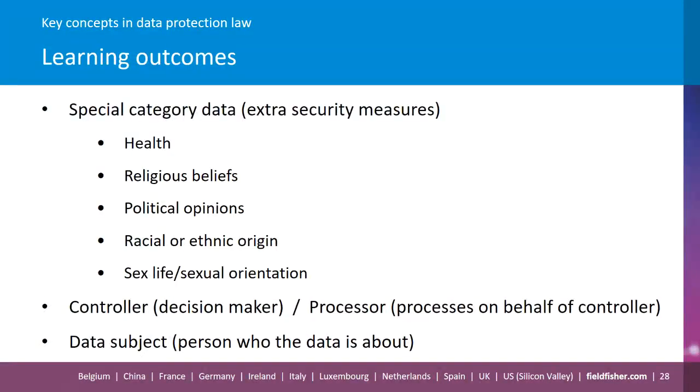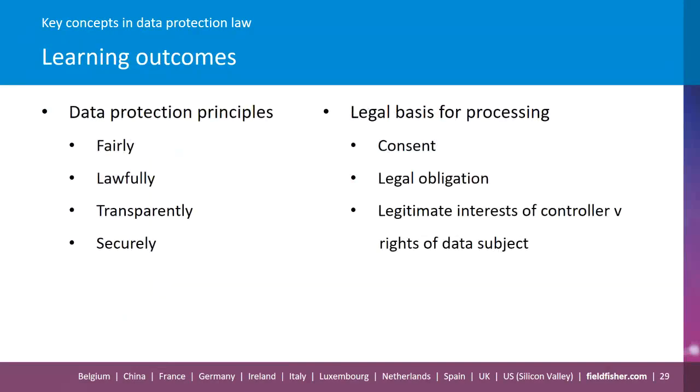We talked about the concept of controller and processor. The controller is the decision maker, makes decisions about how the data is going to be processed, and the processor acts on those instructions on behalf of the controller. We talked about the data subject. That's the person who the data is about. And then we talked about the data protection principles. We talked about how data should be processed fairly, lawfully, transparently and securely. And then we also talked about the lawful grounds for processing, consent, legal obligation, and that balancing act, the legitimate interests of the controller against the rights of the data subject.